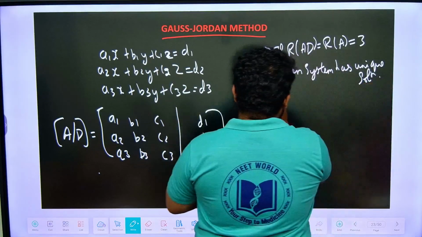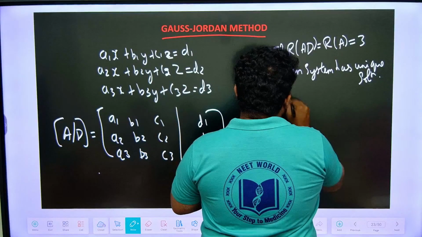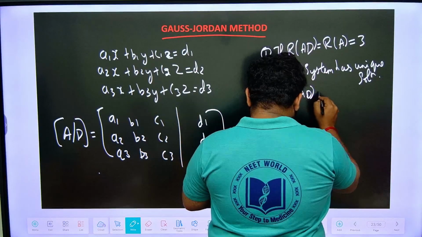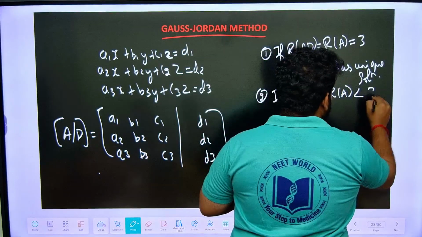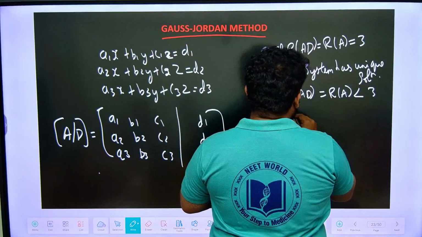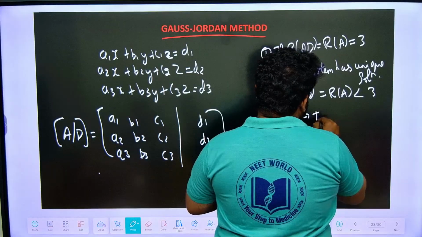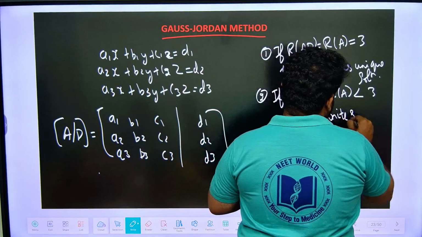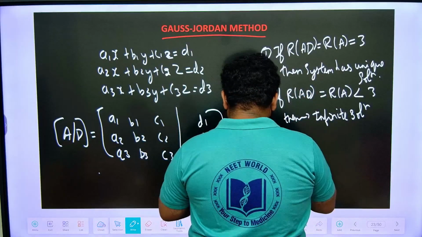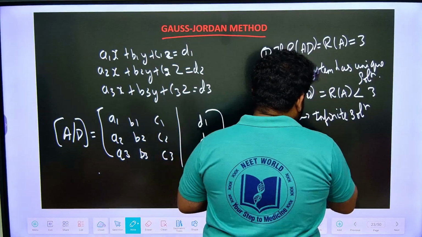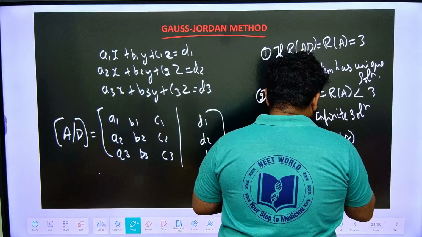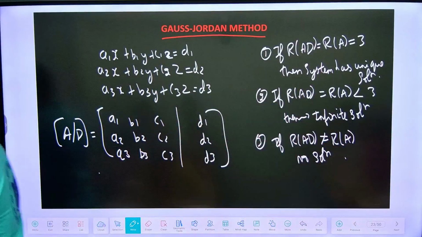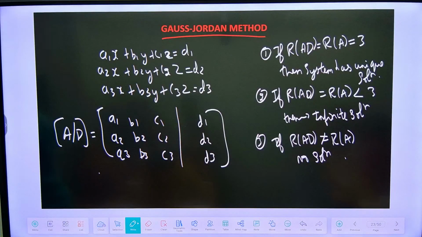Next, if rank of AD is equal to rank of A, but it is less than 3, then the system has infinite solutions. Next, if rank of AD is not equal to rank of A, then no solution. Here you can use row-wise transformation only, not column-wise here also. So please make a note.